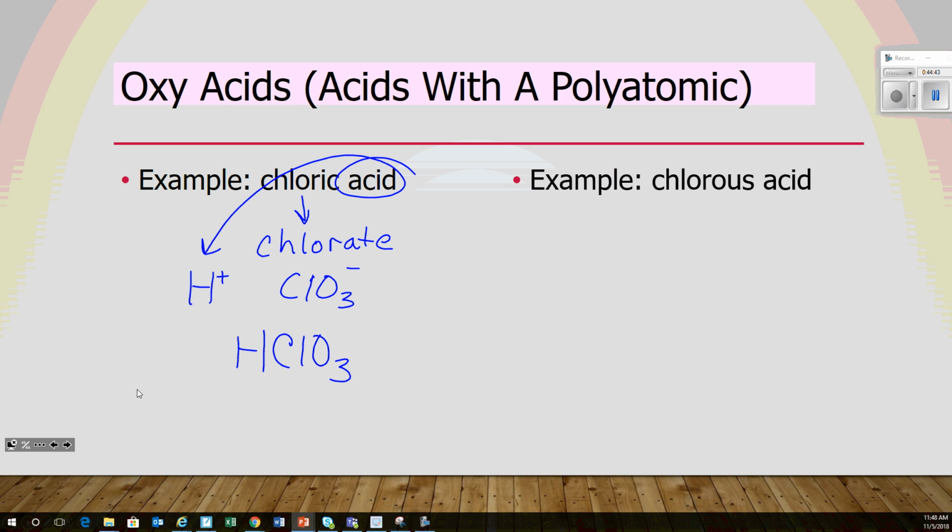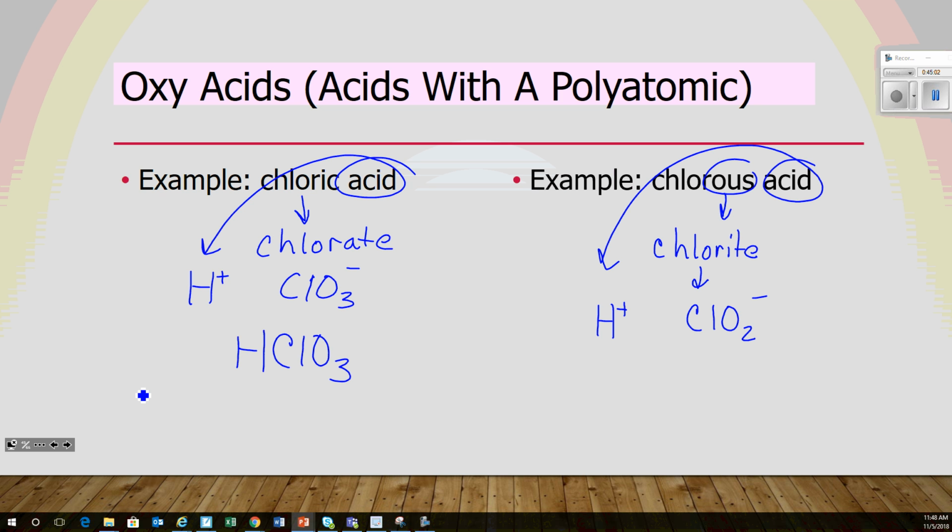Chlorous acid. So chlorous went to what? Chlorite, because -ous goes with -ite. So what is chlorite? ClO2 negative, and the acid told me there was a hydrogen, right? +1, -1, smash them together, HClO2. You see how that works? So you can go either way, right?